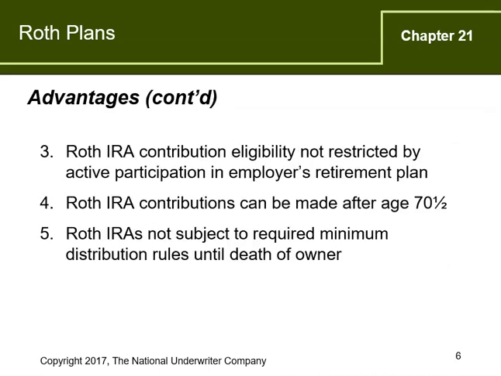Also, eligibility for Roth IRA contributions is not restricted by active participation in an employer's retirement plan like other IRAs. Roth IRA contributions can be made after age 70 and a half. That is not true for traditional IRAs. And they're not subject to required minimum distribution rules until after the death of the owner.